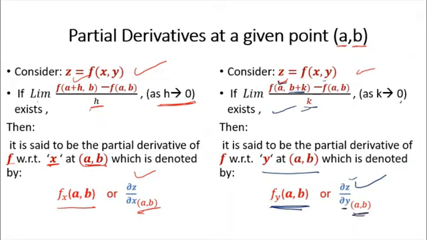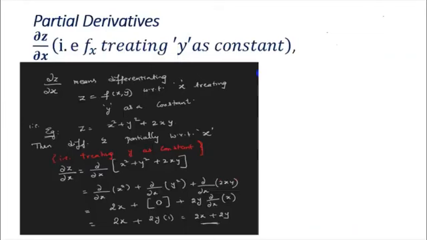Like this, in the domain at every point (a, b), if the function is differentiable, derivable, then we call that function derivable on the entire domain. Now let us do the partial differentiation for given functions of two variables.